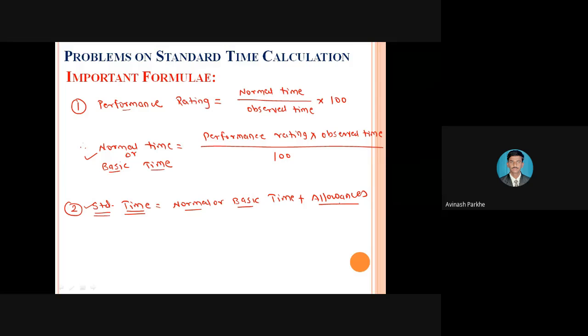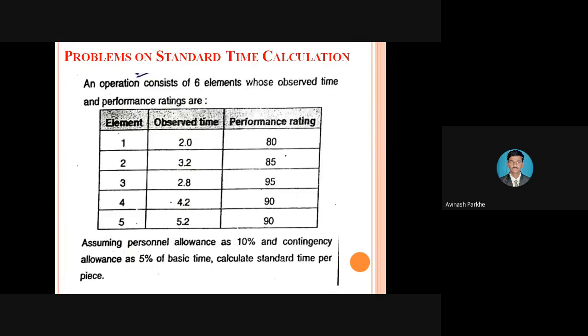It will be mentioned in the statement of the numerical. According to that, we have to take it into further considerations. Okay. So now based on this, we will solve one sample problem, that is problem number 1. So what is that particular problem? Let us see. The operation consists of 6 elements whose observed time and performance ratings are.